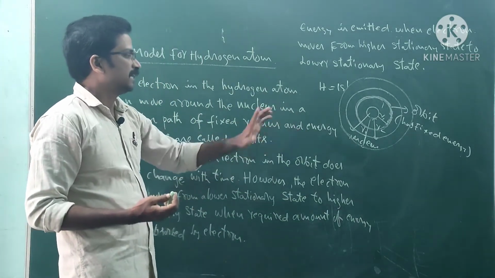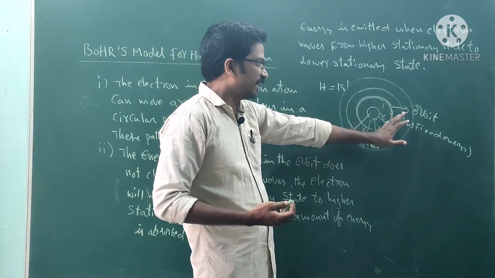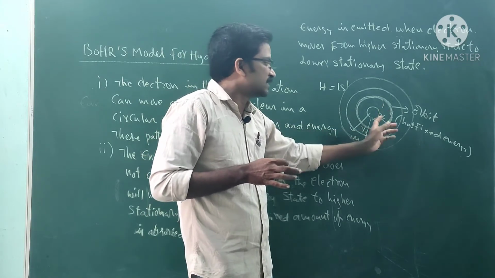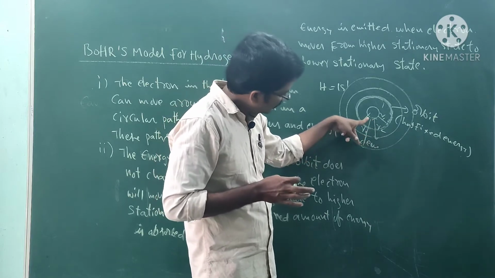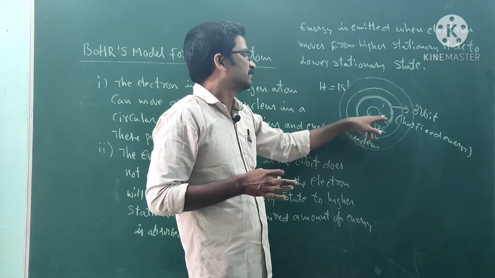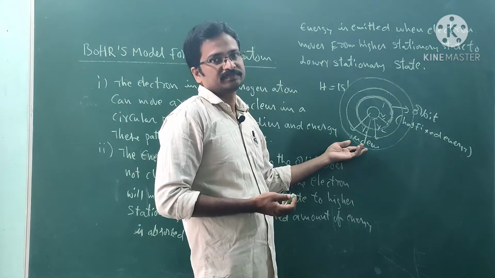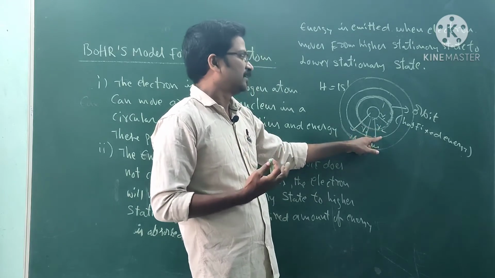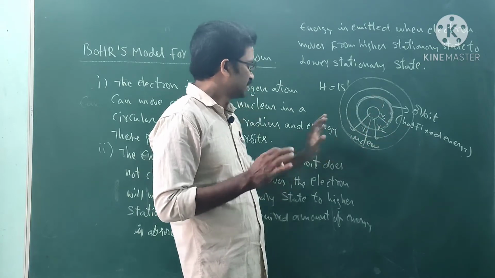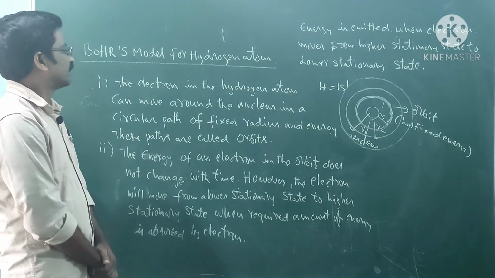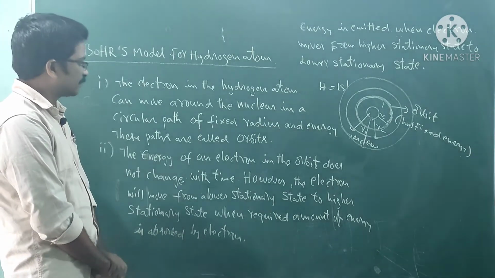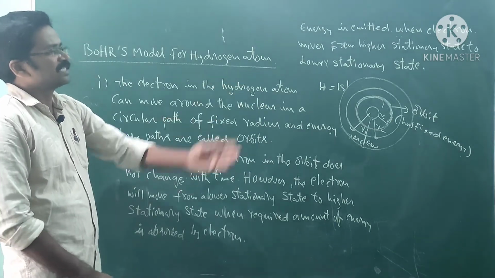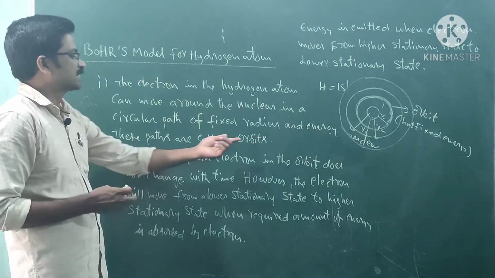Circular paths of fixed radius and energy. This path has fixed radius and energy, and this path also has some fixed energy and some radius. This orbit has greater radius compared to this one and this one, so it has greater energy. This orbit has some energy, this orbit has different energy, and this orbit also has different energy. That is the reason the first point states that the electron in a hydrogen atom can move around the nucleus in circular paths of fixed radius and energy. These paths are called orbits. As the number of circles increases, the number of orbits also increases. That is why they are called orbits.